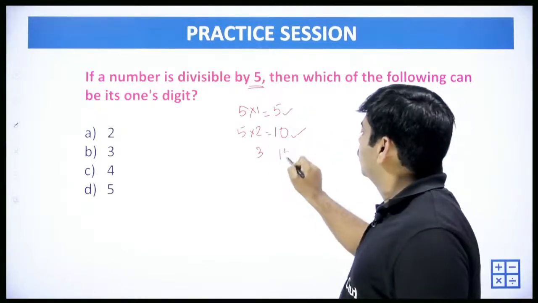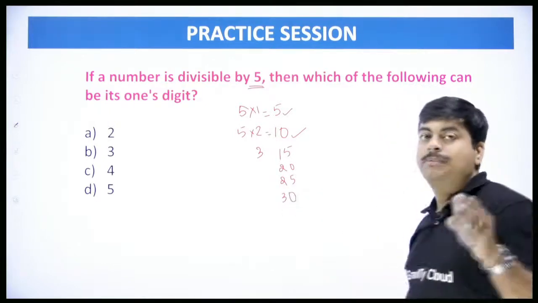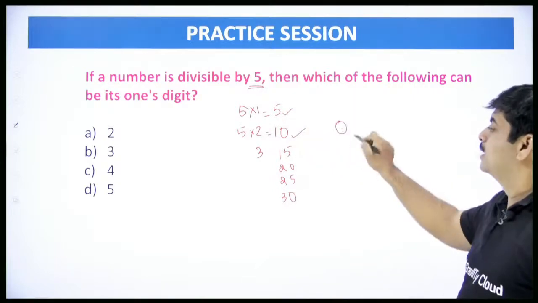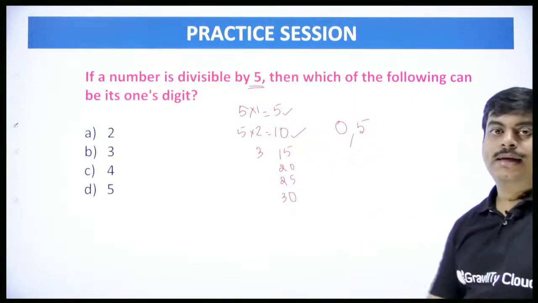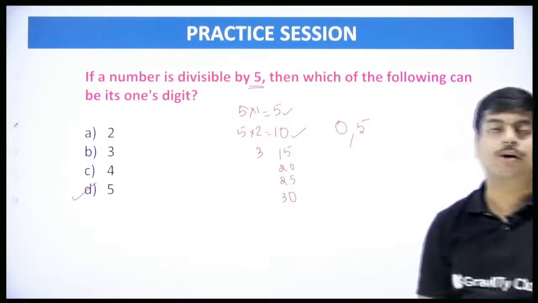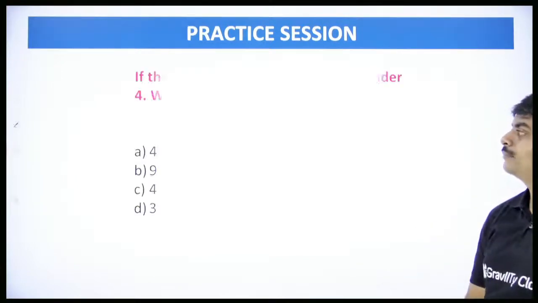5 into 3 is 15. Then 20, then 25, then 30. So the only possible cases for the units digit, if a number is divisible by 5, is 0 or 5. So this is option D. We don't have 0 in the options, so the answer is 5. Right? So the next one.